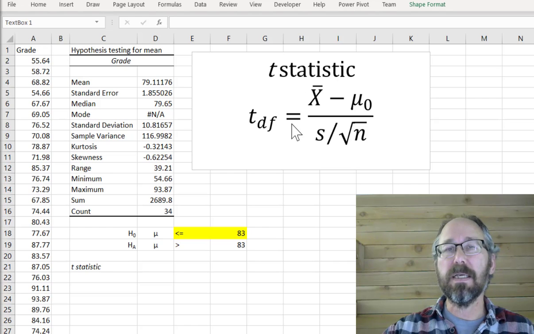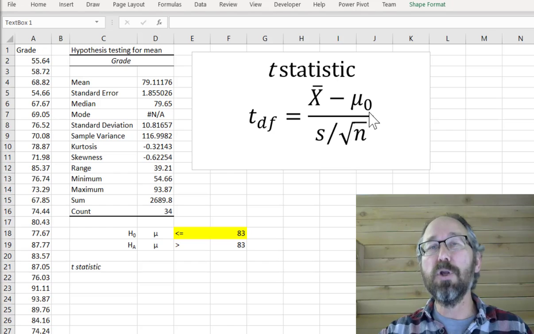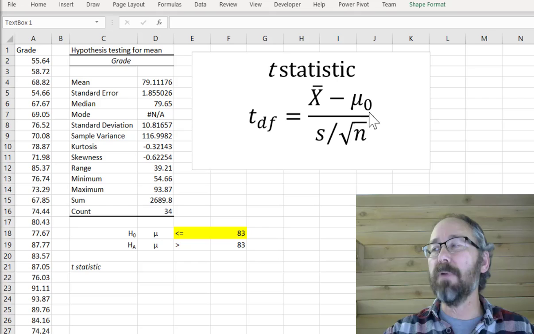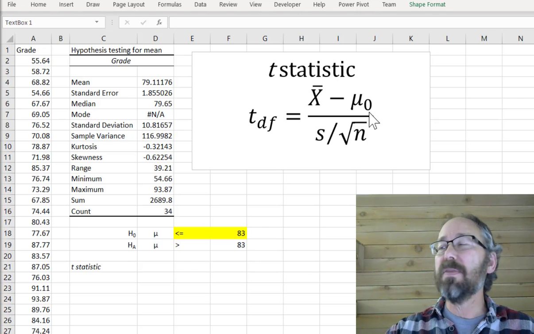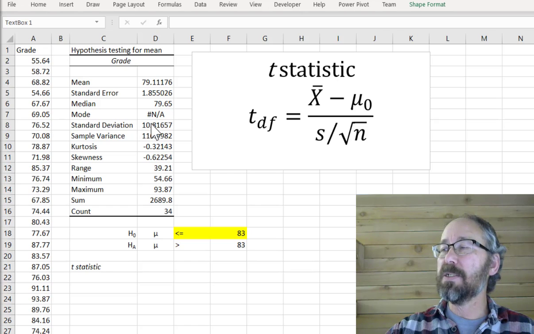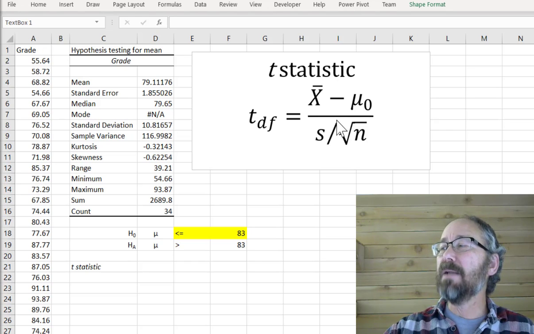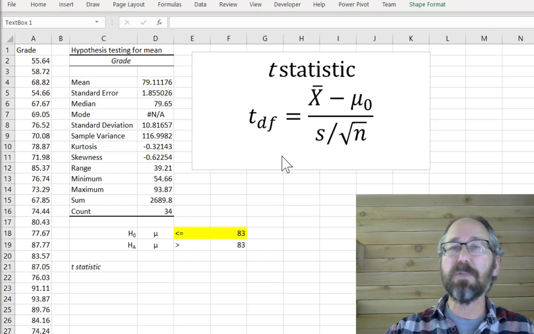That the T-statistic equals X bar, which is the mean of our sample, minus the mu sub 0, and that is our null hypothesis value. So the way we have it set up right now, that would be 83. And we're going to divide it by the standard deviation, which we have over here in our descriptive statistics, 10.81 and change. And divide that, the standard deviation divided by the square root of the count, which again is 34. So let's plug that formula in.